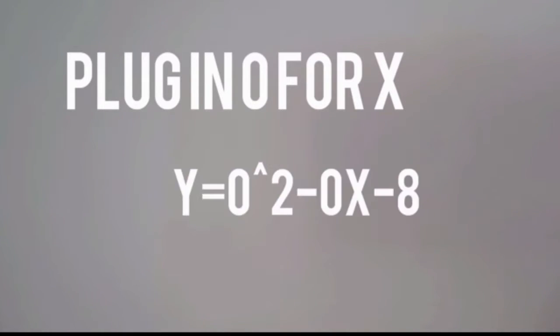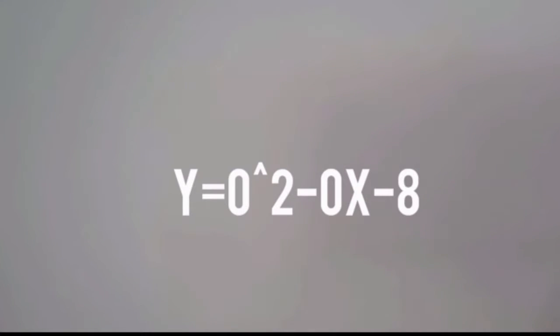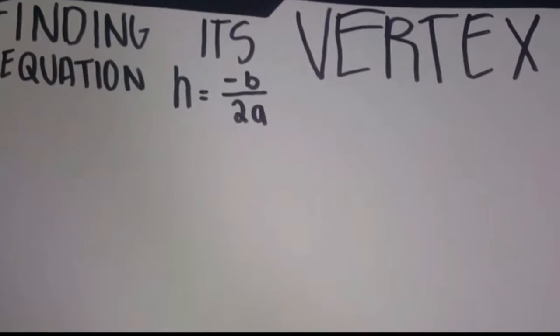To find a y-intercept, we plug in 0 for x, which will result to y equals 0 x squared plus 0x minus 8, which is equivalent to negative 8. Therefore, the y-intercept of a parabola is 0 and negative 8.